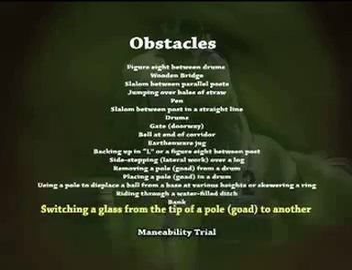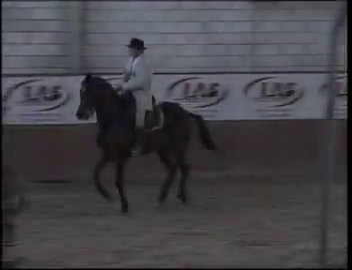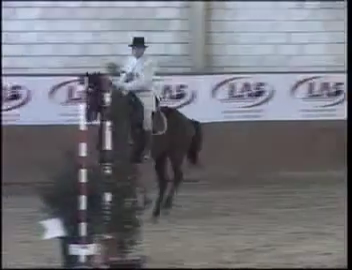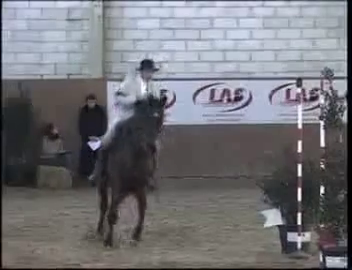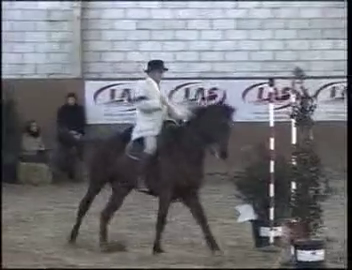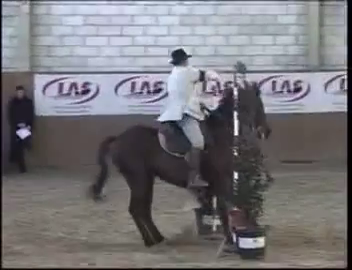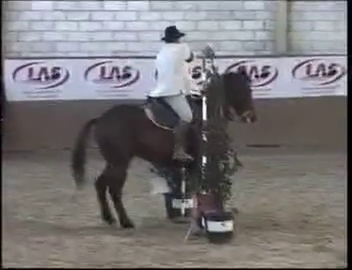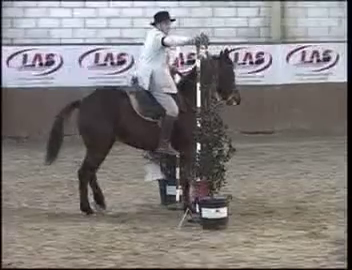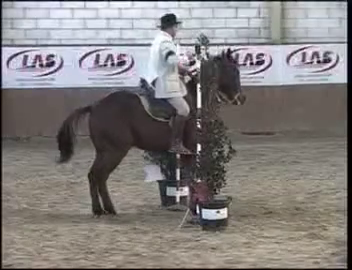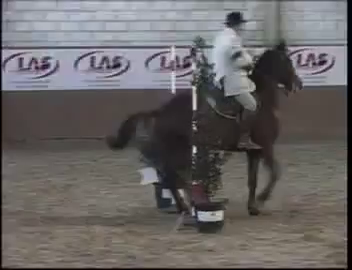Switching a glass from one tip of a pole, goad, to another. This obstacle should preferably be performed at speed. The obstacle comprises two 2-meter upright poles, goads, 1.2 meters apart, with one of the poles, goads, having an upturned glass. Riders approach at a walk along an imaginary line uniting the 2 poles. Stop between the 2 poles and switch the glass from one pole to another, and then exit at a canter.